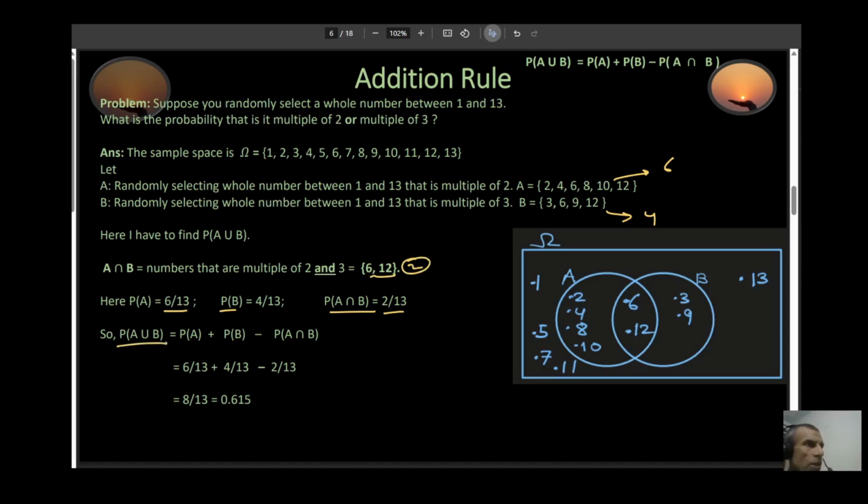Okay, putting this in the formula, substitute your values for PA, PB, and PA intersection B, solve the expression, your answer is 0.615. So that's the answer, the probability that your number is a multiple of 2 or multiple of 3.